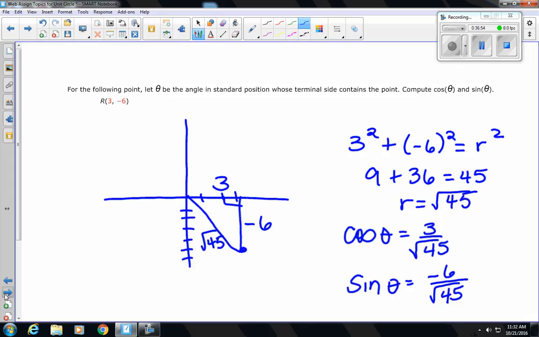I don't want you to get confused and think that there's a time when I'm just looking at the x coordinate and I'm just looking at the y. I'm still putting it as a ratio, it's just the radius is 1.